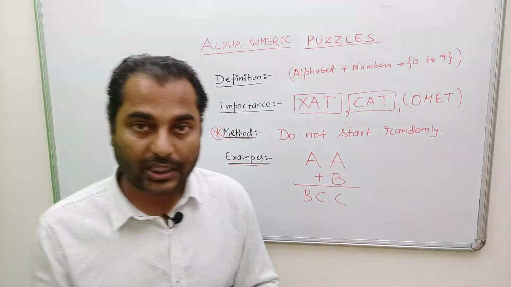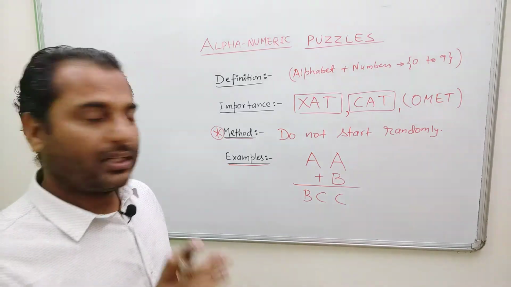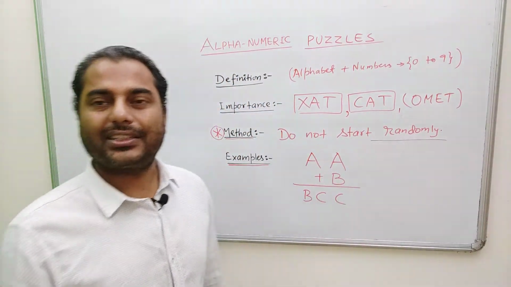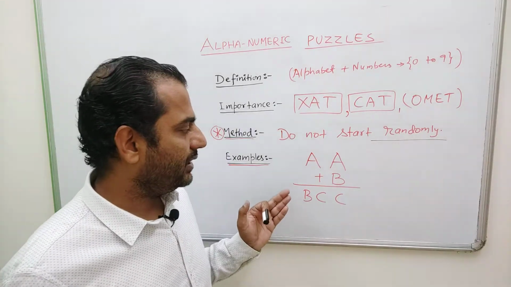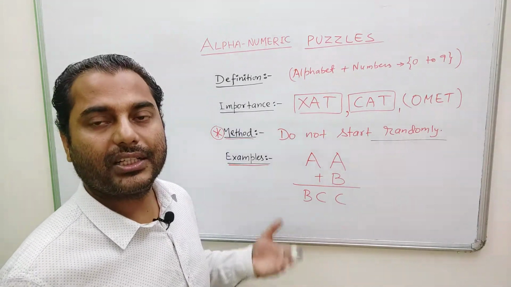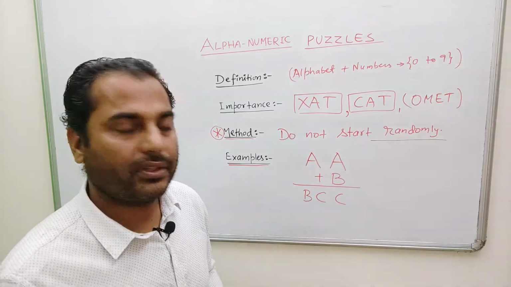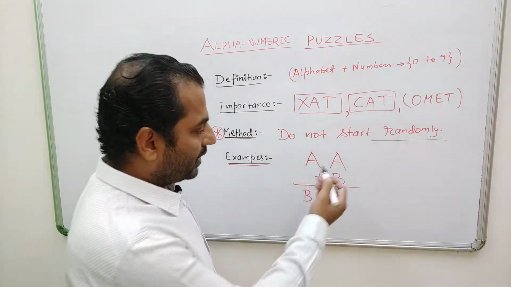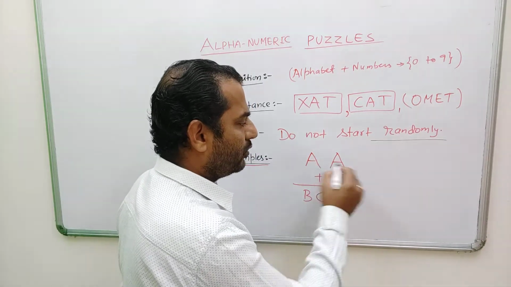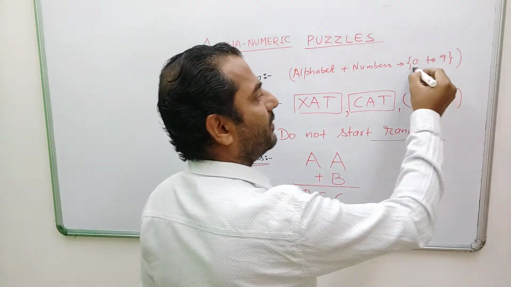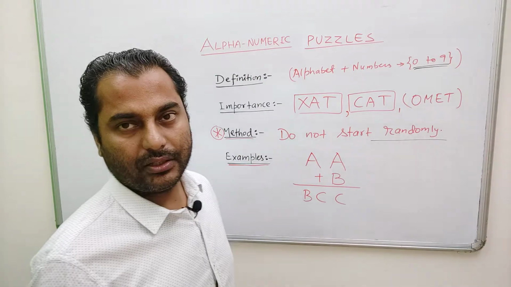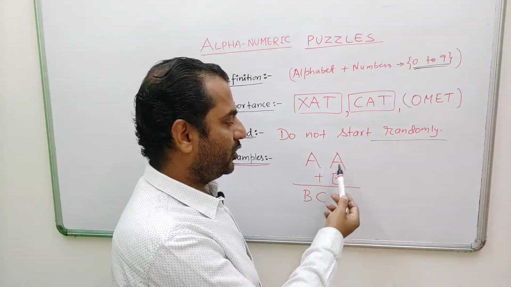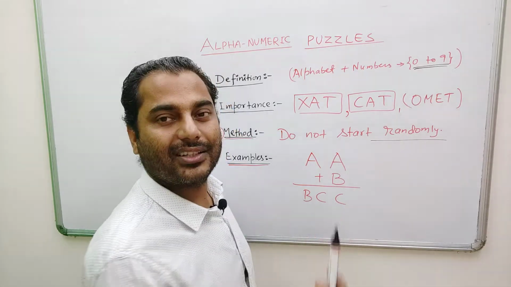Most of you might have got the answer already, but as I said, please do not start randomly, because this is a very easy question, right? But when we increase our difficulty level, it will be time consuming if you go randomly. So what can be the value of A? As given to us, it can be any value from 0 to 9. Obviously A will not be 0, because 0 plus a single digit number will not be a 3-digit number.